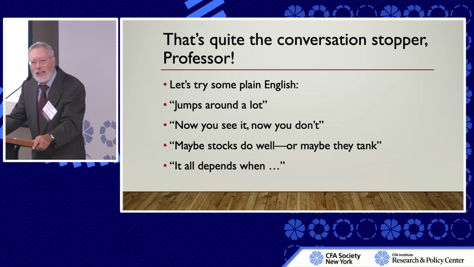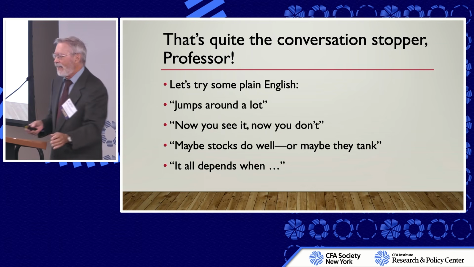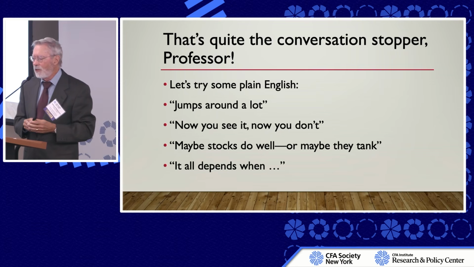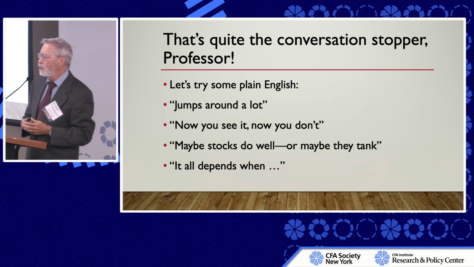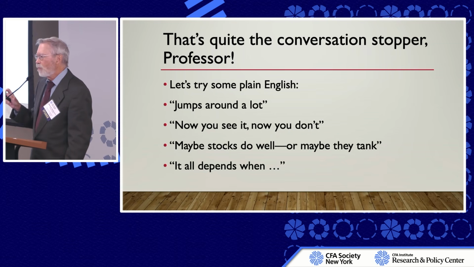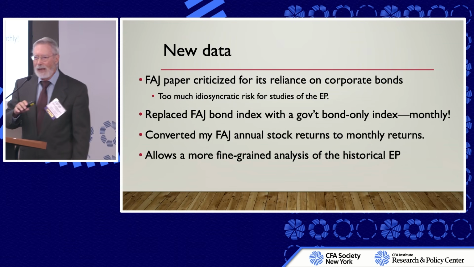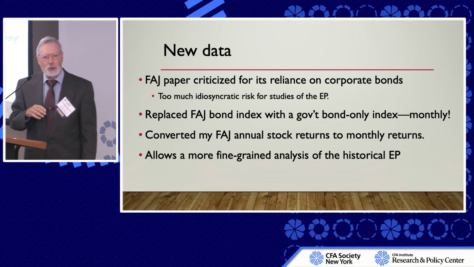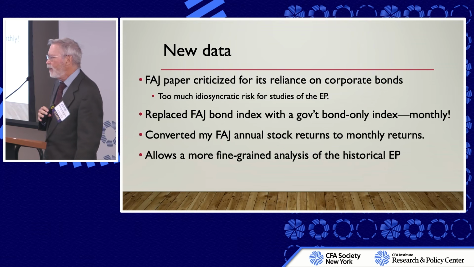Okay, let's translate. It jumps around a lot. Now you see it, now you don't. Maybe stocks do well, maybe they tank. Non-stationary process. Now, Jeremy and others criticized the bond data in the FAJ paper.